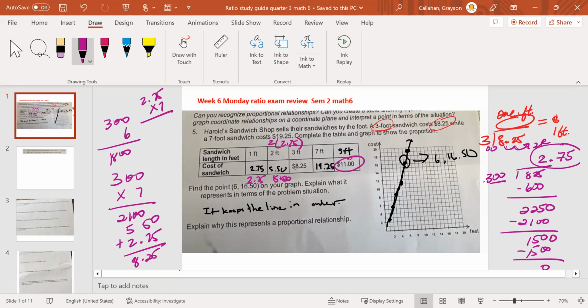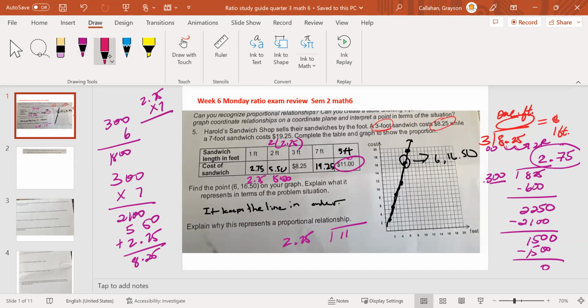This one right here, you're going backwards. It's $11. So how many feet? So what you can do is you could do 11 divided by $2.75, which then gives you 4. But you need to be careful with this because remember, if you go over 2 steps to the right, you got to add 2 more zeros.